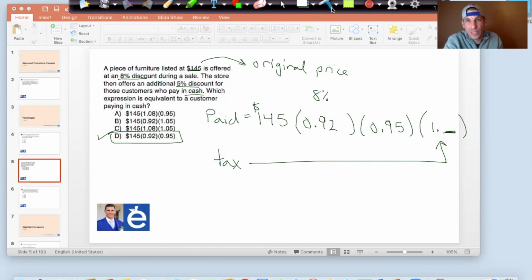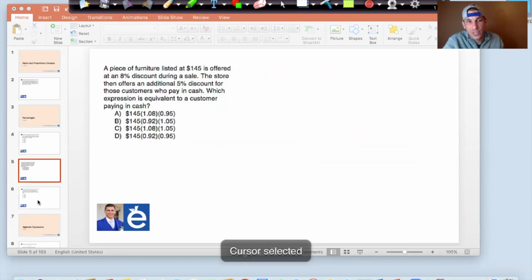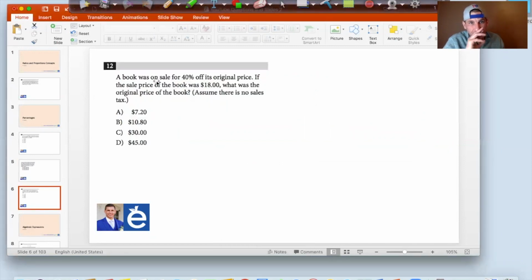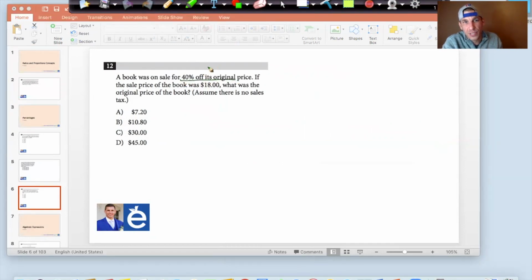Okay, I hope this is making more sense to you in terms of how the SAT is really going to approach percentage problems. And then finally, as I go down to this one, it says a book was on sale for 40% off its original price. 40% off means you have 0.60 remaining. Notice I'm always immediately converting it to the decimal form. If the sale price of the book was $18, so this is my sale price, what was the original price of the book? So this, my paid, then is $18. My original price, I don't know, assume there's no sales tax.